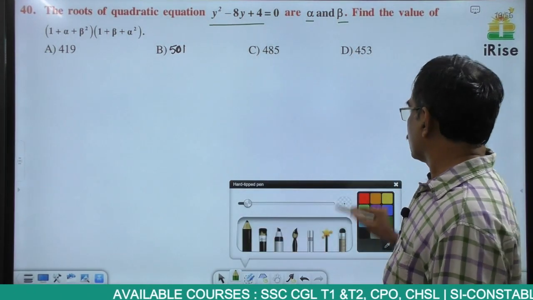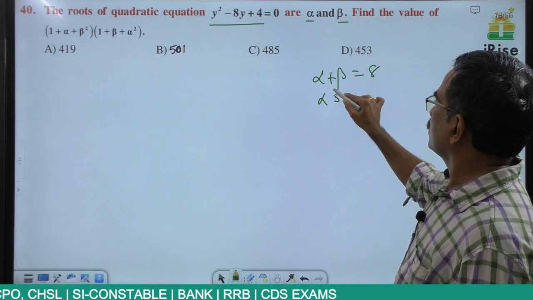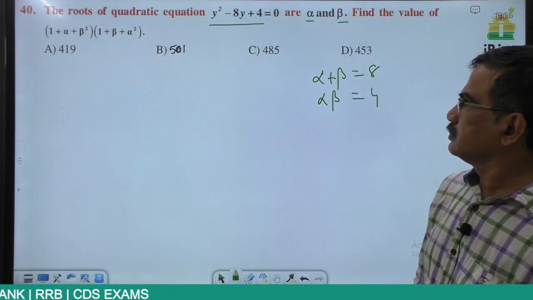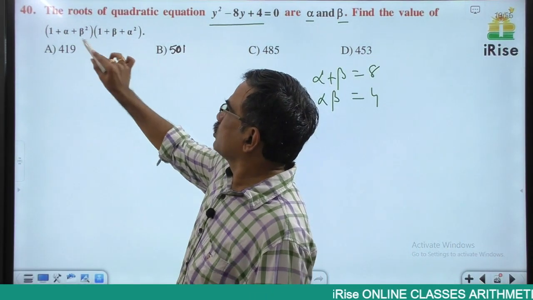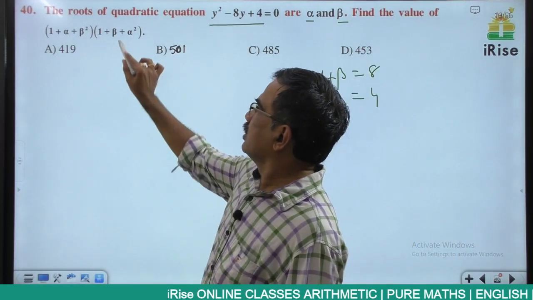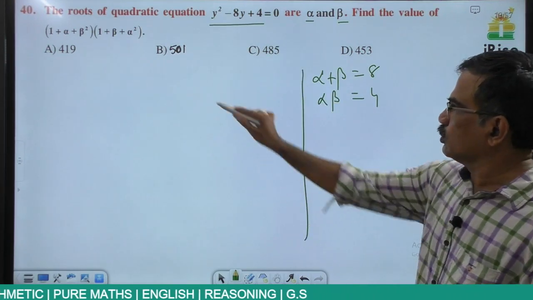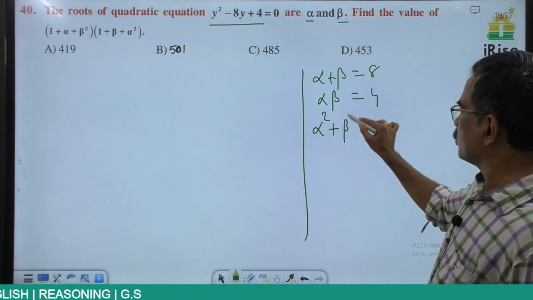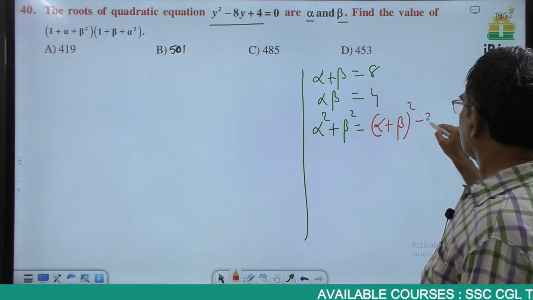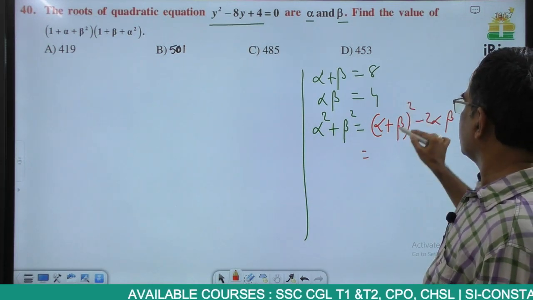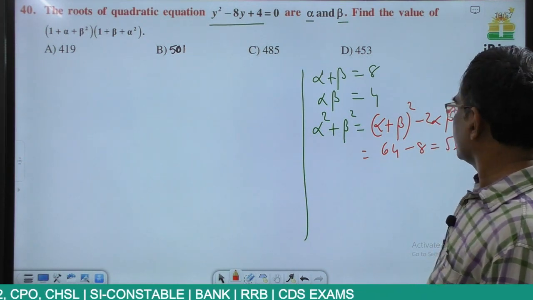Here what is the sum of the roots? Sum of the roots is equal to 8 and product of the roots is equal to 4. Then what is the product of these two? Here alpha into alpha square is alpha cube and some alpha beta values are there. So to solve that question, first I want to find alpha square plus beta square, nothing but (alpha plus beta) whole square minus 2 alpha beta. Alpha plus beta is 8. 8 square 64 minus 2 into 4 8, which is equal to 56.